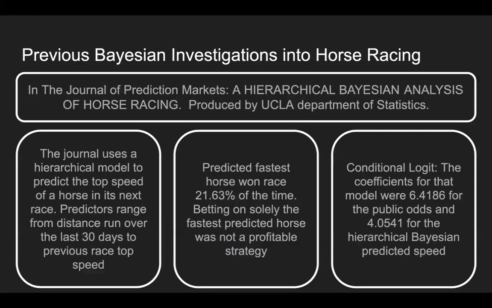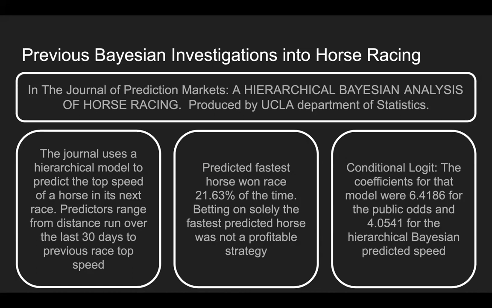So looking at our journal, we chose a hierarchical Bayesian analysis of horse racing. This uses a hierarchical model to predict the top speed of a horse in its next race. Our predictors have a large range and they go from distance run over the last 30 days to the previous race top speed. Predicted fastest horse won a little over 21% of the time. So this shows that betting solely on the fastest predicted horse is not necessarily a profitable strategy.